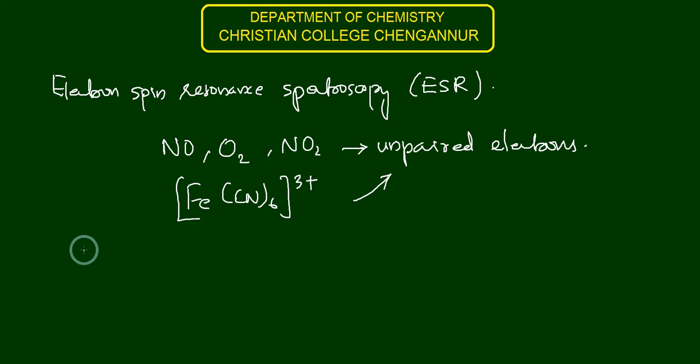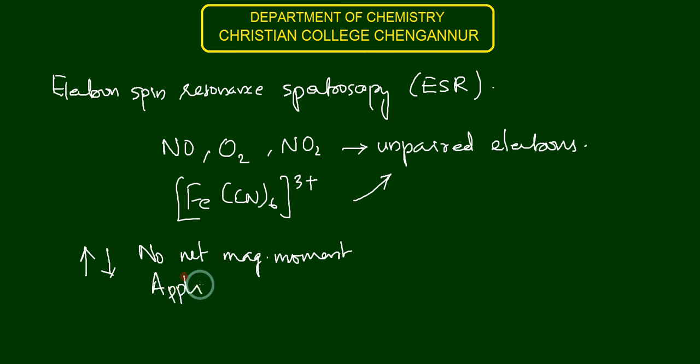And what is particular with the unpaired electrons? If the electrons are paired like this, then the spin magnetic moment of one electron will be cancelled by the other electron. So there will be no net magnetic moment in this case. And because of this, it will not interact with an applied magnetic field.